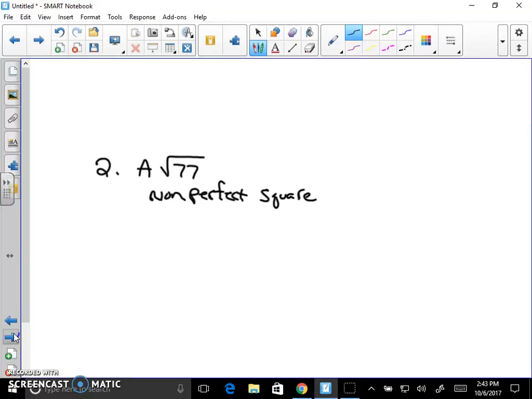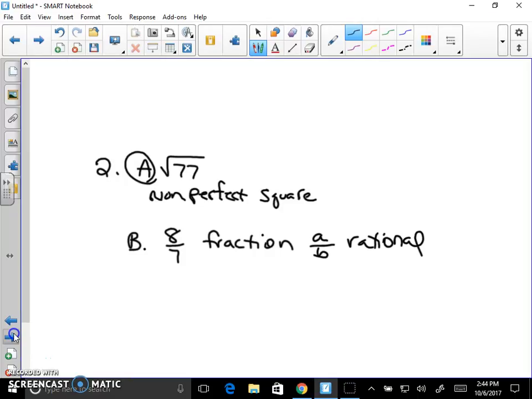Okay, letter B, 8 over 7. That's a fraction. So 8 over 7 is a fraction. That means it's a rational number. That's a rational number. So that's not a choice.